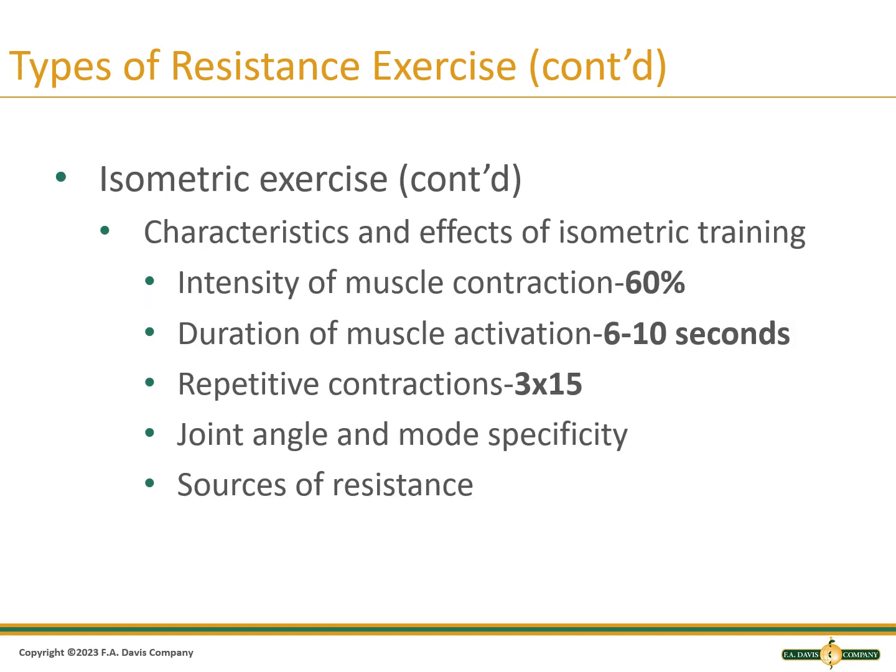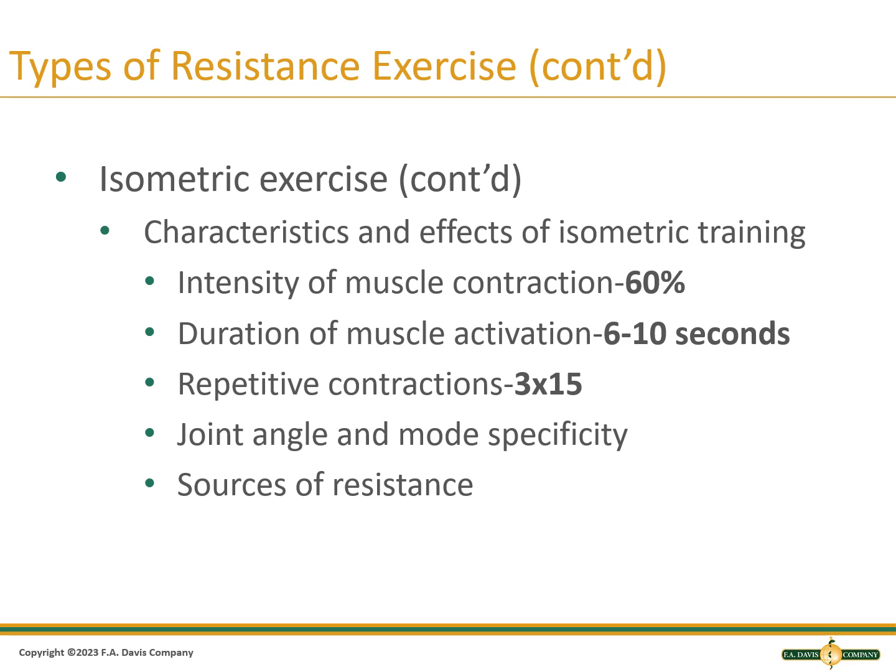When prescribing isometric exercises, we have to consider some different characteristics. And so intensity of the muscle contraction, recommended intensity is going to be approximately 60% of their maximum muscle contraction. The duration of muscle activation, so for isometric sets, we typically do 6 to 10 second holds. Repetitive contractions, we typically do 3 sets of 15 for isometric contractions, though that can range from 10 to 20 depending on where the patient's starting point is and what the patient's goals are.